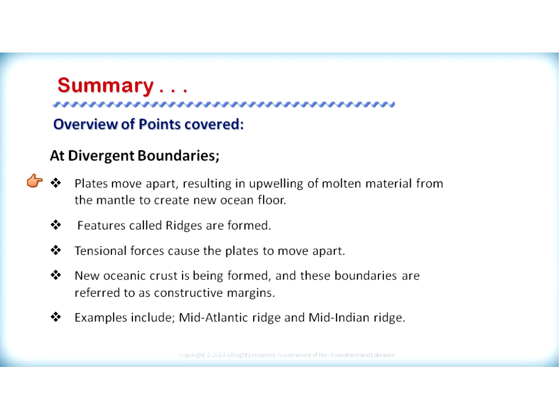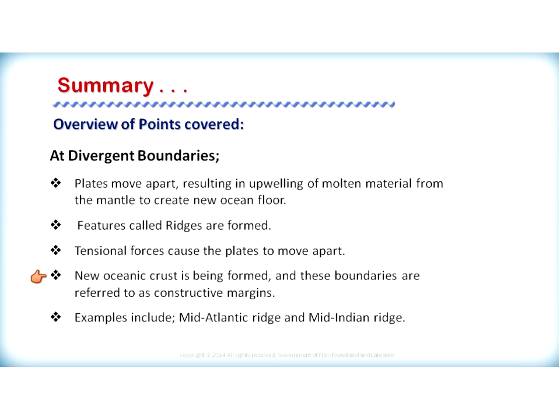When we look at an overview of the points covered in this presentation, a divergent boundary is one of the boundaries found at the edges of tectonic plates. At divergent boundaries, we see plates moving apart, which results in the upwelling of molten material from the mantle to create new ocean floor. Therefore, we find new ocean floor being created at divergent boundaries, and we see the plates moving apart. The feature that forms as a result would be called a ridge. So ridges form at divergent boundaries.